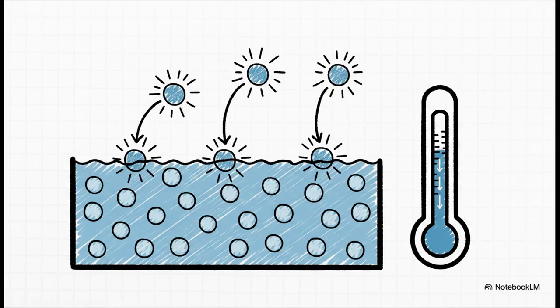So check this out. Since this is a surface-only deal, it's only the most hyped-up molecules, the ones with the most kinetic energy, right at the very top, that have enough juice to break free and escape into the air. And think about it. If all the fastest, most energetic molecules leave the party, what happens to the average energy of everyone who's left? It drops. That is exactly why evaporation causes a cooling effect.